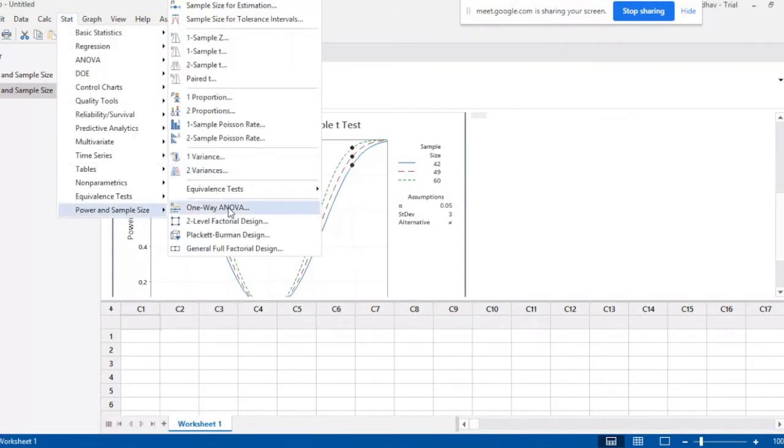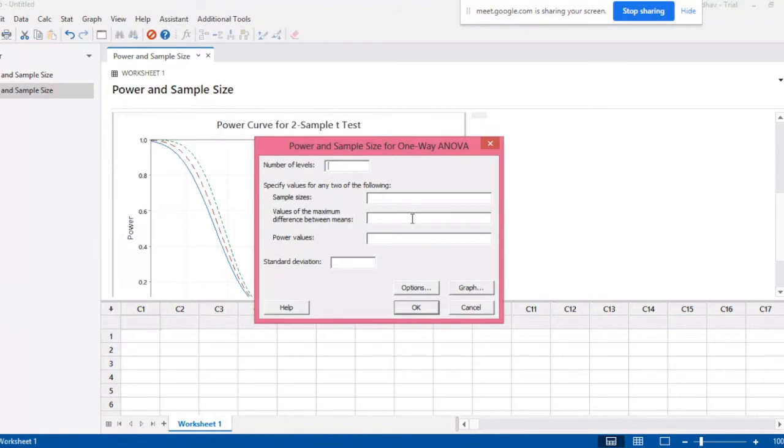This you can use for one-way ANOVA also. So depending on the levels, there are 3 levels. What is the difference in the mean? Values for the maximum difference between the means. So in our case, the difference was 5. For the hardness, we will just take example 5.